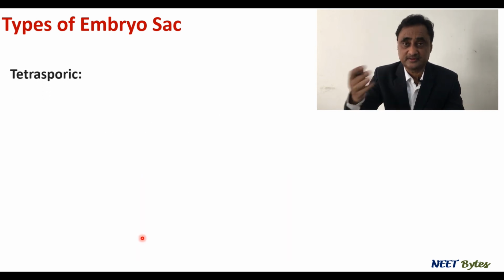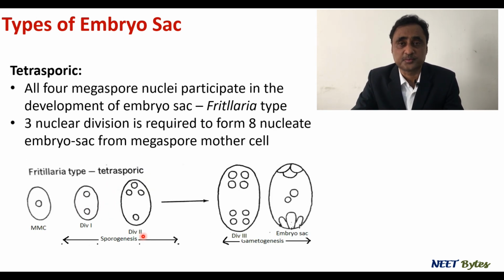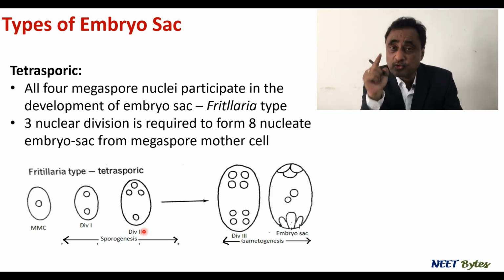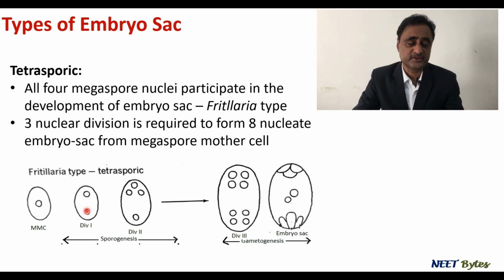Now let's extend this argument to the tetrasporic. So in case of tetrasporic, what can we say? That if all the 4 megaspore nuclei participate in the formation of the embryo sac, we have to say tetrasporic. Exactly it is. Just have a look. So this is a megaspore mother cell. After division 1, there are 2 nuclei. After division 2, there are 4 nuclei.